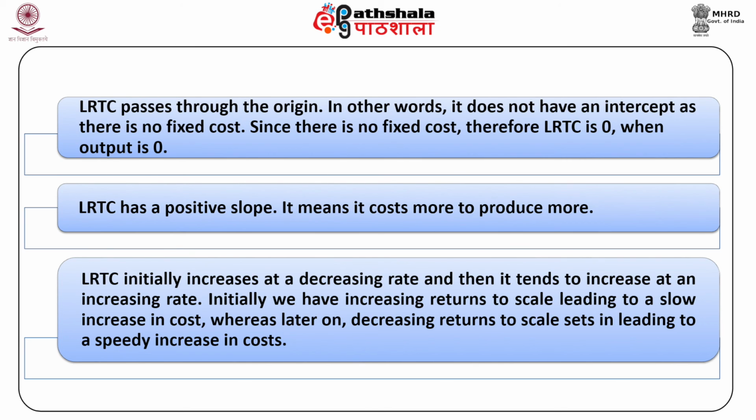A. LRTC passes through the origin. In other words, it does not have an intercept as there is no fixed cost. Since there is no fixed cost, therefore LRTC is 0 when output is 0. B. LRTC has a positive slope. It means it costs more to produce more. C. LRTC initially increases at a decreasing rate and then it tends to increase at an increasing rate.